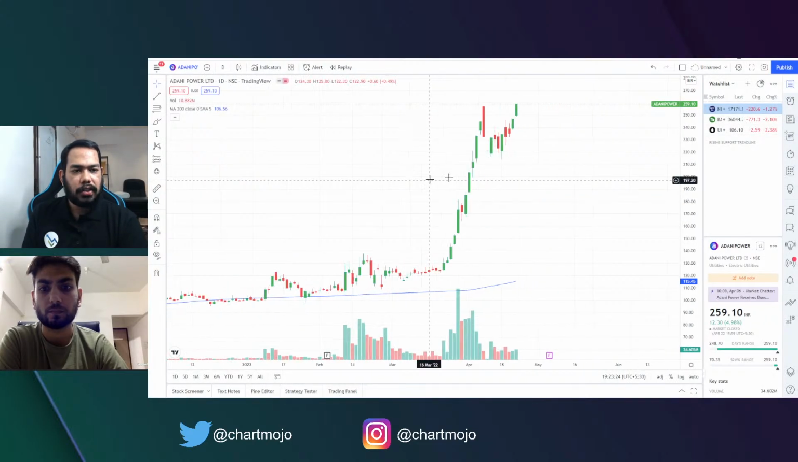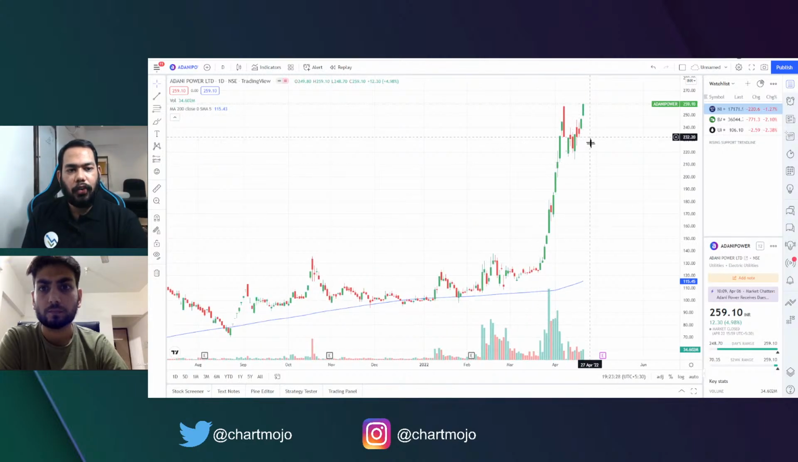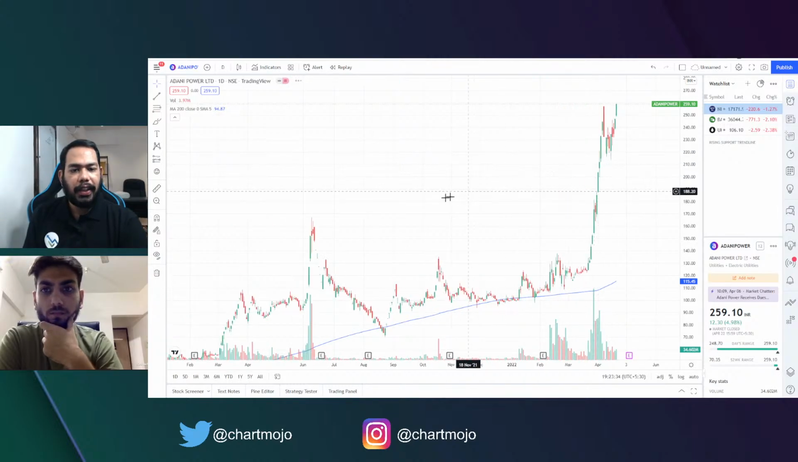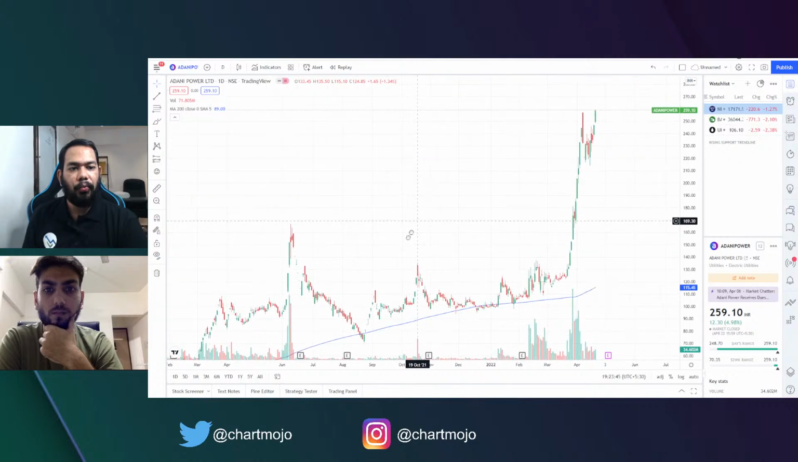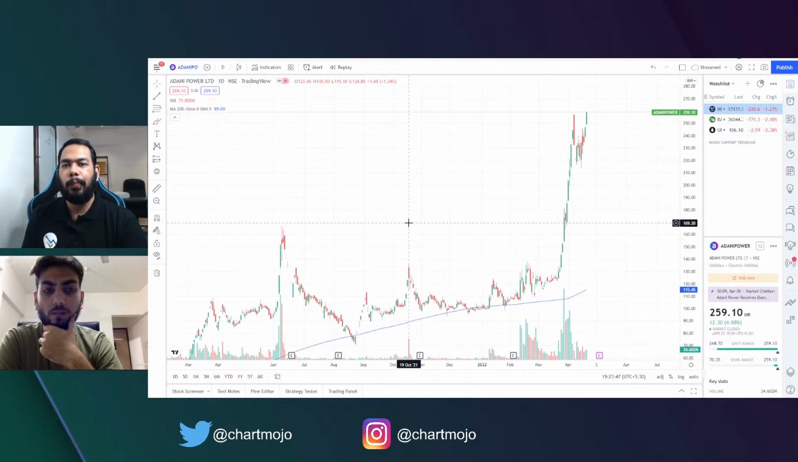So Adani Power is good. It is breaking out. In such a counter, right now if someone trades, the sell is too high. But in Adani Power, you can see there is a lower circuit here and an upper circuit here. Simply, in this particular counter, we might see circuit movements, lower and upper circuit hitting.